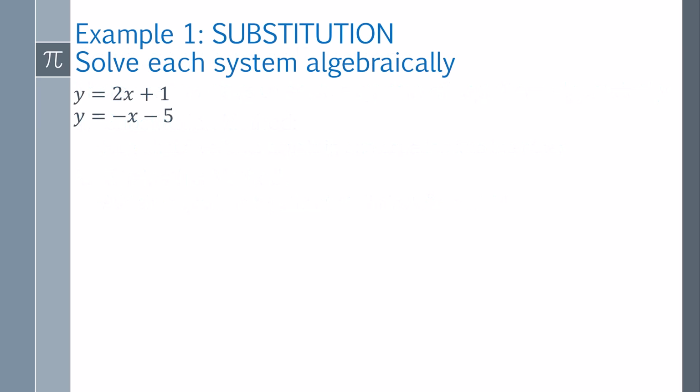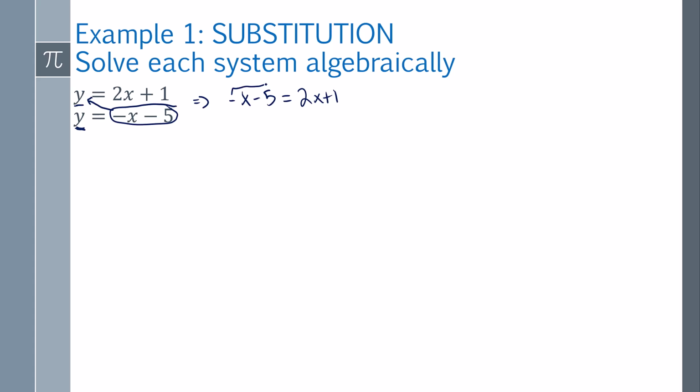So let's look at this first one. We're going to examine substitution. Because I have a variable that's by itself, y equals 2x plus 1, or y equals negative x minus 5, the substitution method says that I can plug in what y equals into the other equation. So since I know that y equals negative x minus 5, I can plug in what y equals in for y into the other equation. And so it would look like negative x minus 5 equals 2x plus 1.